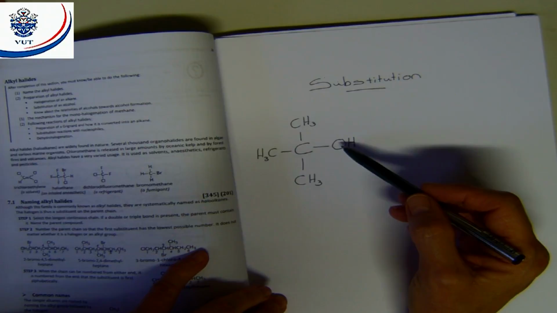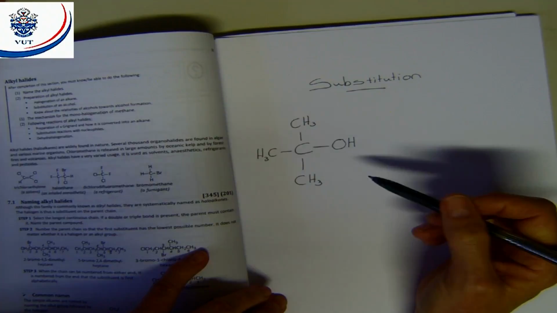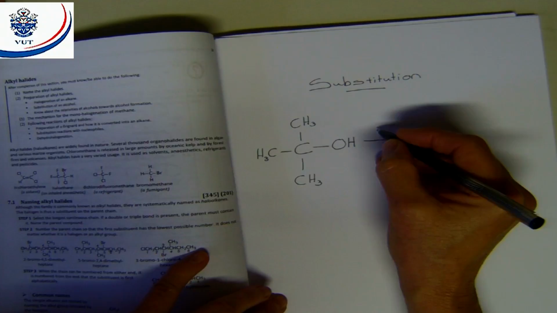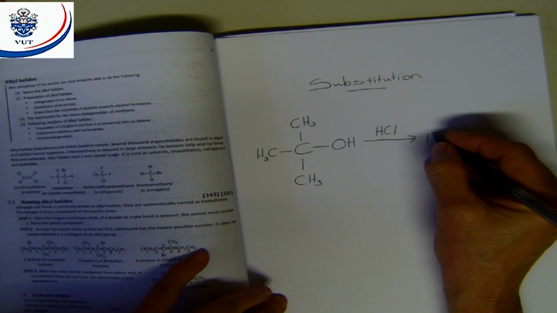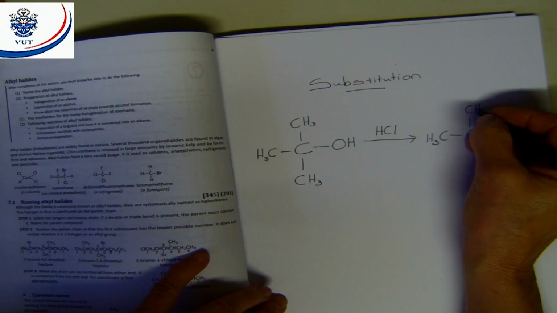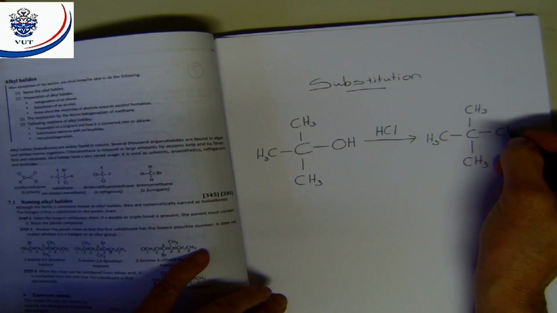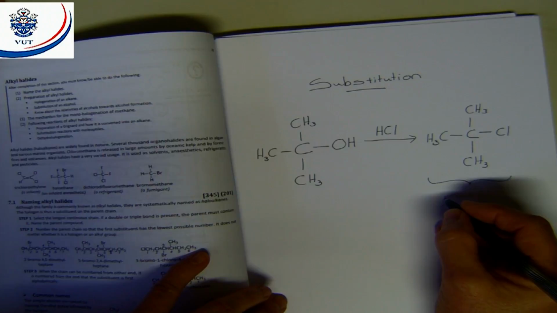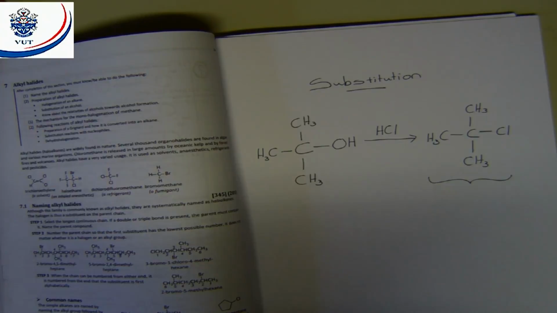Now if I take this 2-methylpropan-2-ol, the IUPAC name, I can treat it, you will remember, with excess hydrochloric acid, and the result will then be a substitution of the OH group on the alcohol by the Cl. And in there you have your haloalkane formed. Your haloalkane prepared, which is now a pure one. So you have exactly one specific product, and that's why we prefer these methods to do the preparation.